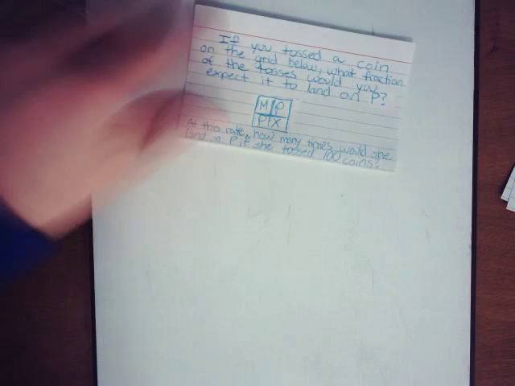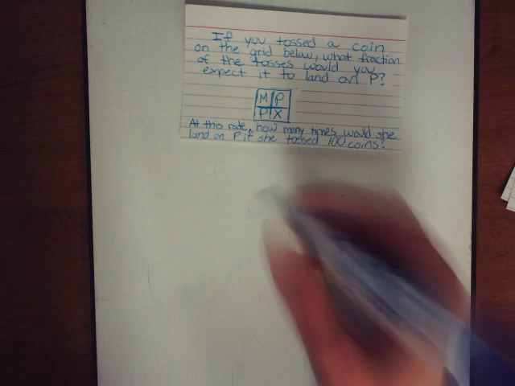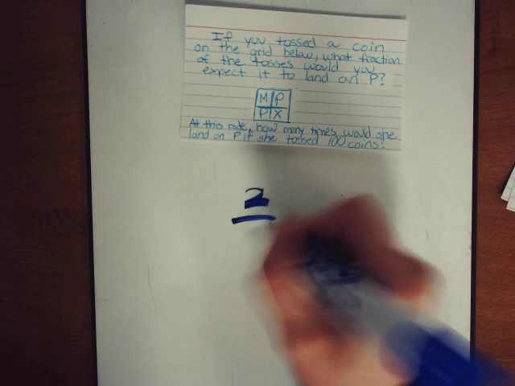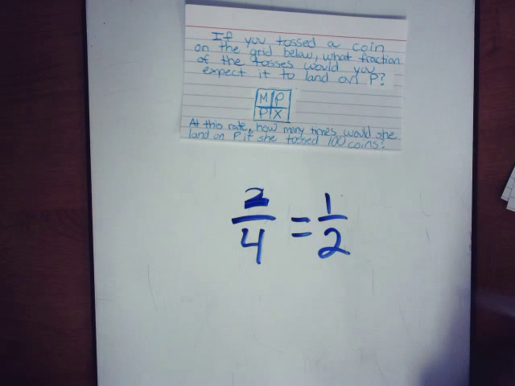Okay, so this one says, if you tossed a coin on the grid below, what fraction of the tosses would you expect to land on P? Well, what's our whole right there? 4ths, right? So how many P's are there? 2. So we've got 2/4. That's right, or half. What's the percentage on that, friends?